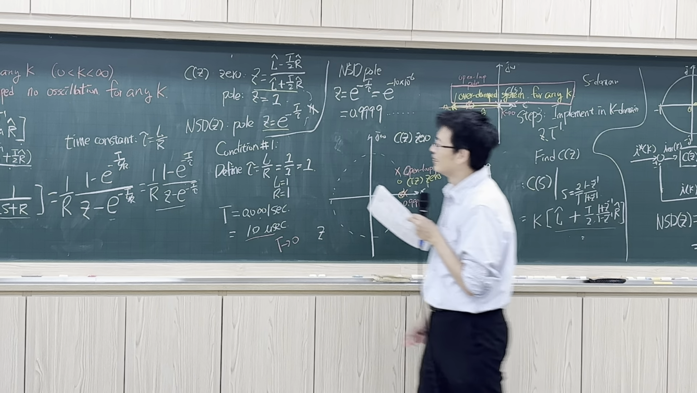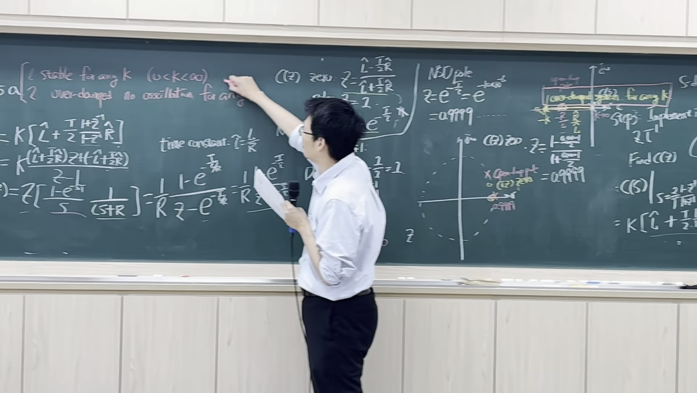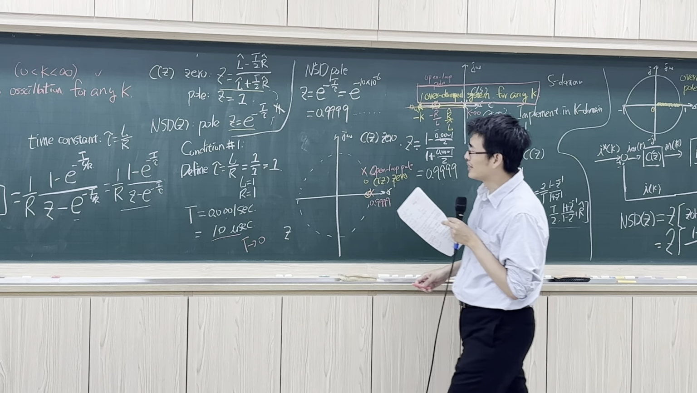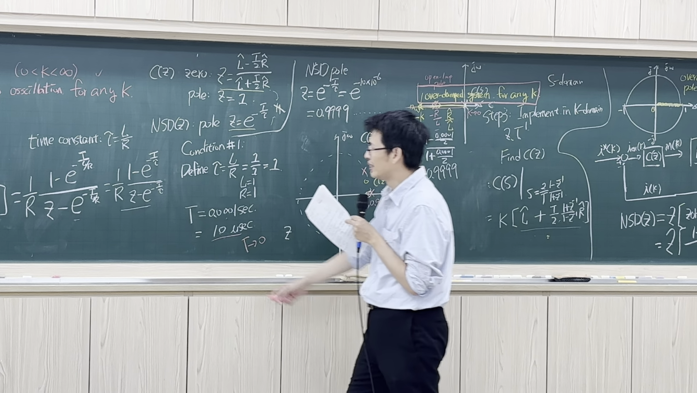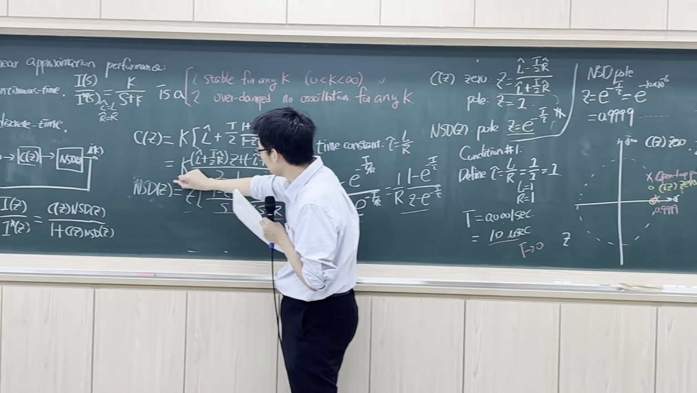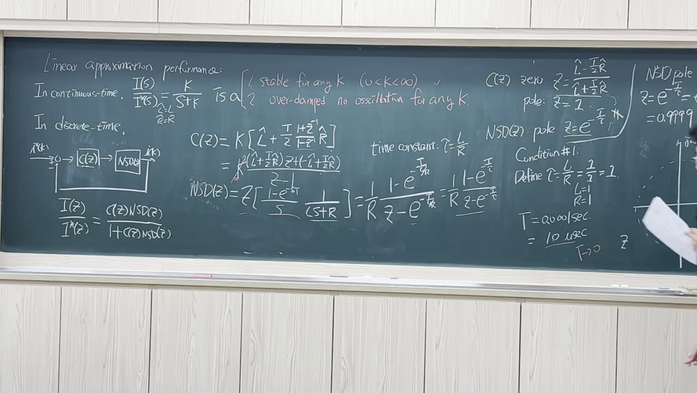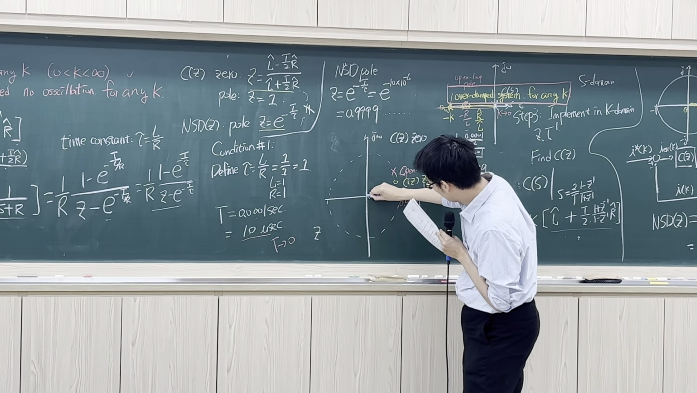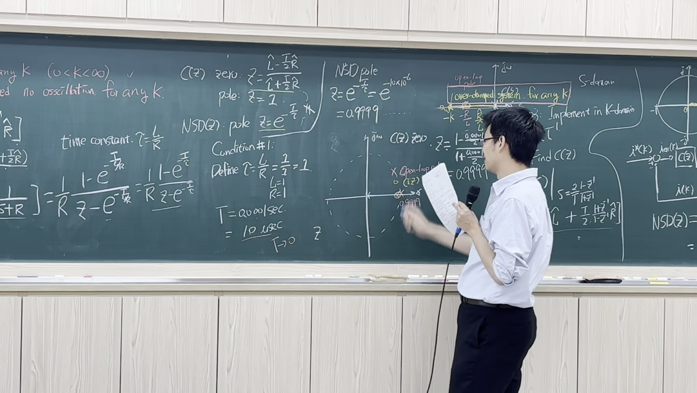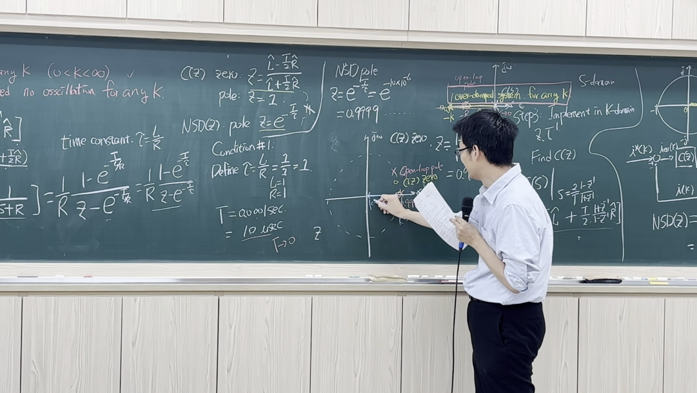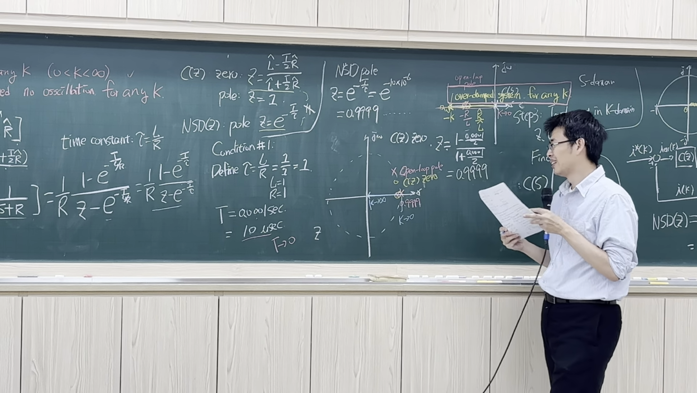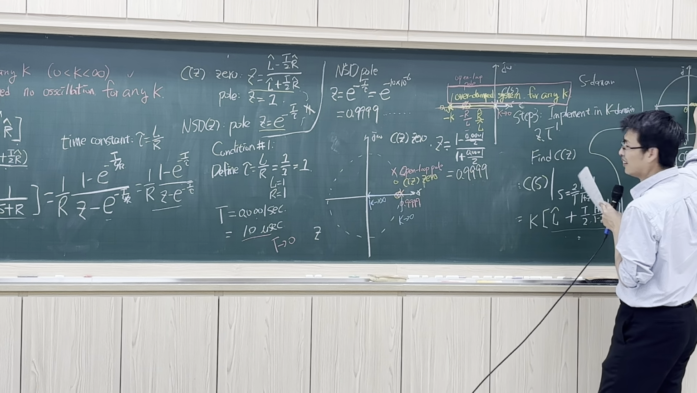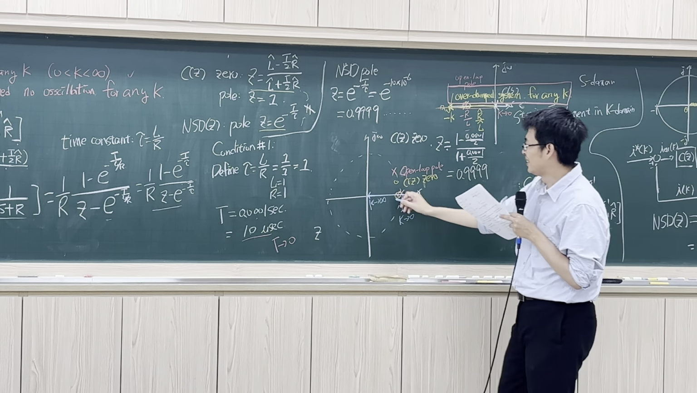Okay, second, the first one is okay for pole-zero cancellation, so it should be stable for any K, because when you increase this K value, your root locus will move from here, K close to 0, to K close to infinity. Still an overdamped system.